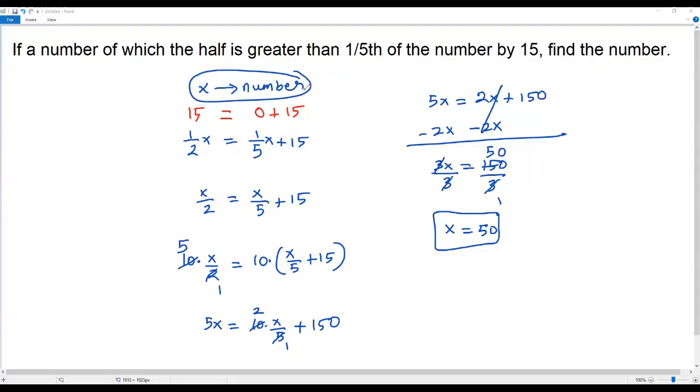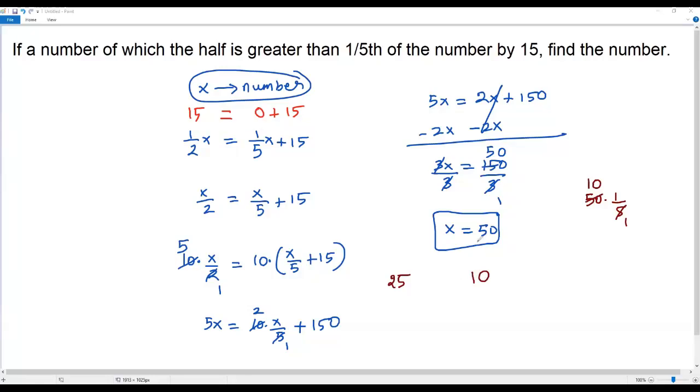Anyways, we can verify our answer with the condition given in the problem. The number we got is 50. First I take half of the number 50. What is half of 50? It's 25. Also I have to take 1/5 of the number 50. For that, I multiply 50 by 1/5. 5 goes into 5 one time, 5 goes into 50 ten times. So 1/5 of the number is 10.